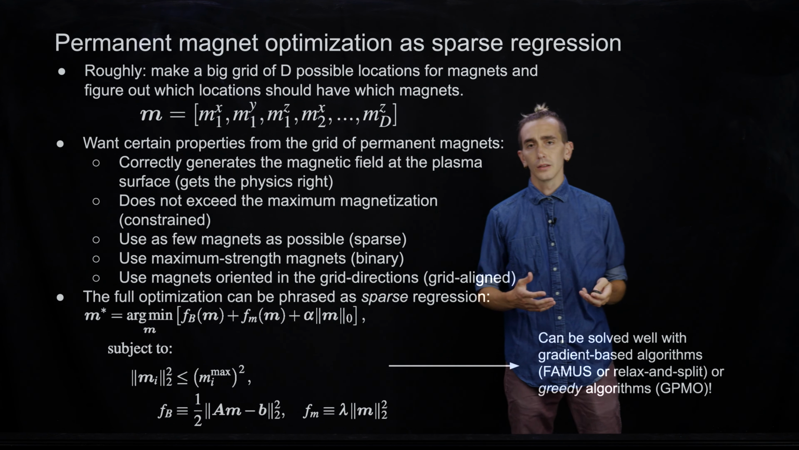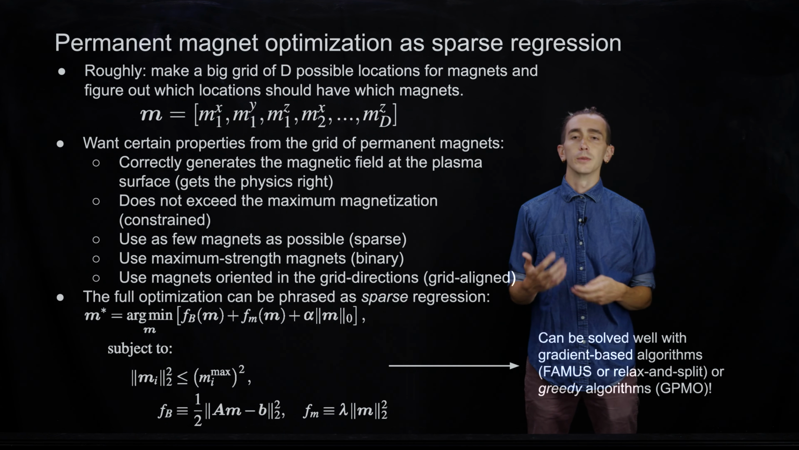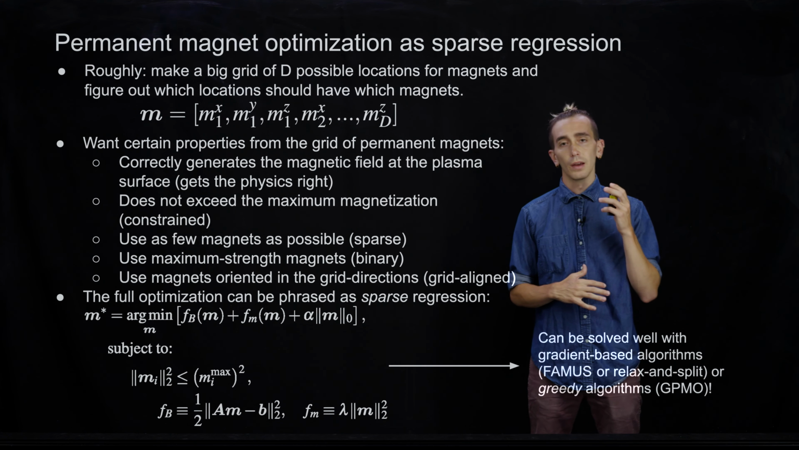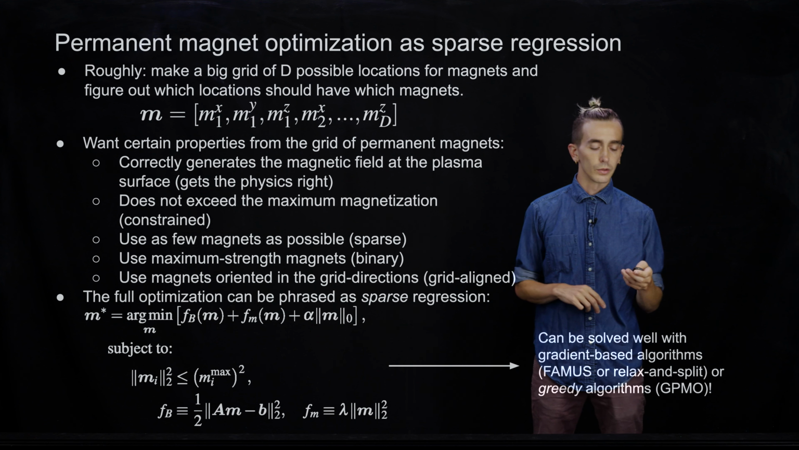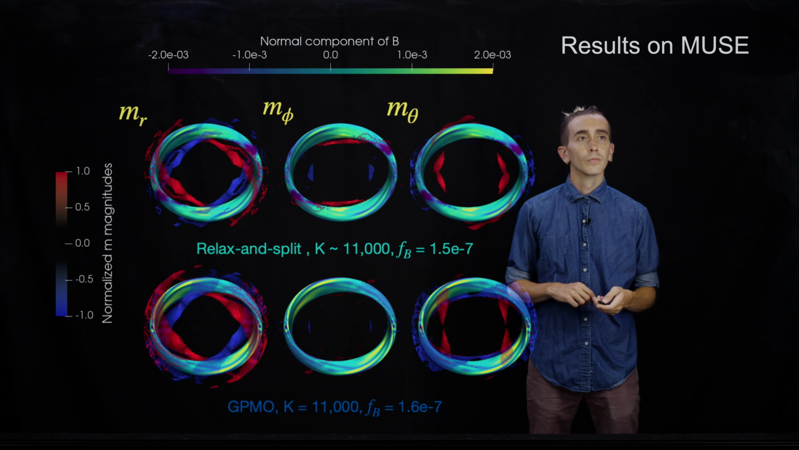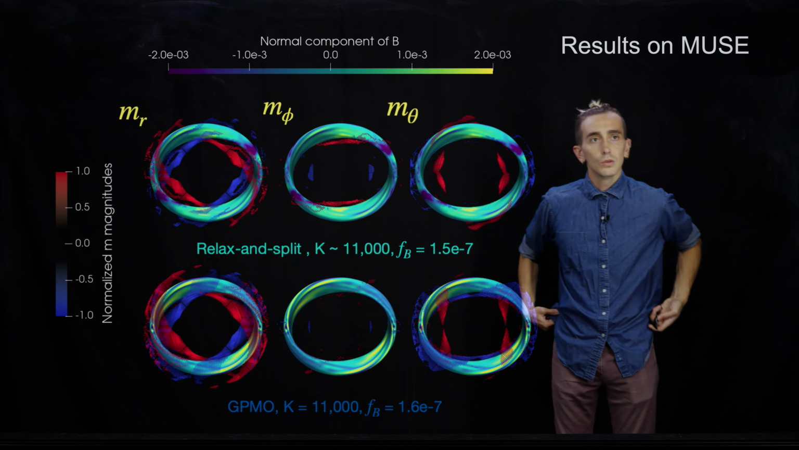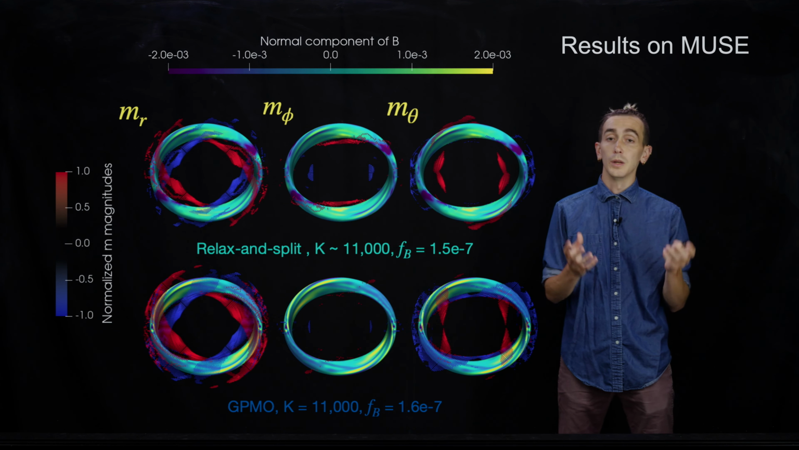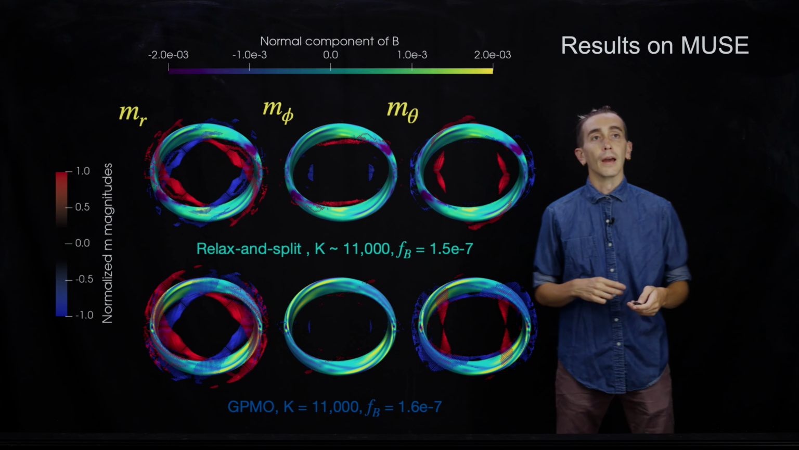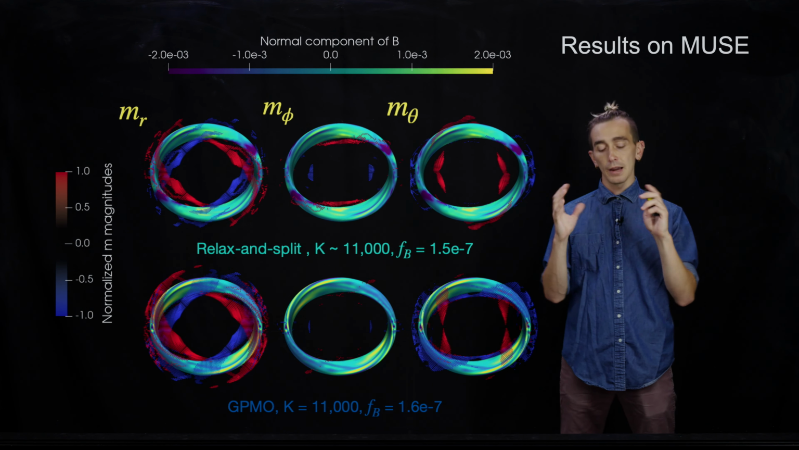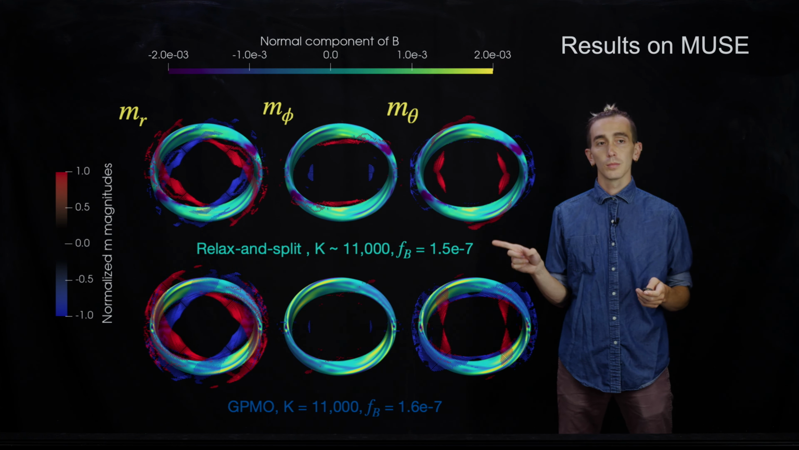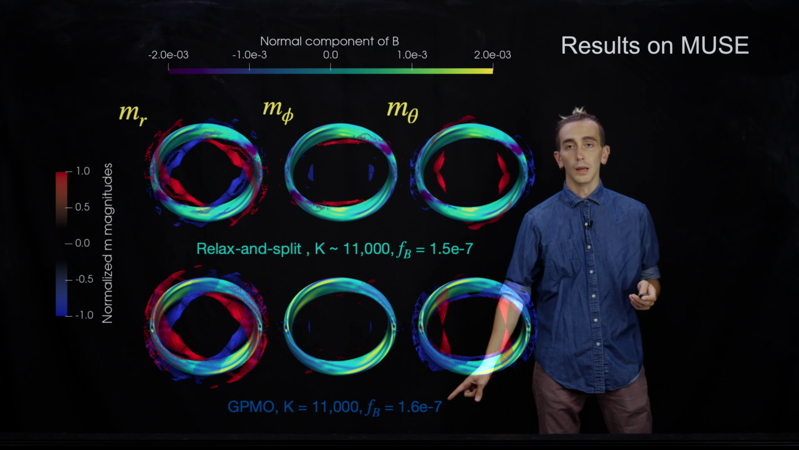There are a lot of technical details and optimization details, but I'm going to now move on from how to formulate this and show you some results on some stellarators. So the MUSE stellarator is a real experiment. It's being built at Princeton right now, and we've taken the permanent magnet grid that they're using and solved this optimization problem both with our relax and split algorithm and with our greedy algorithm GPMO.